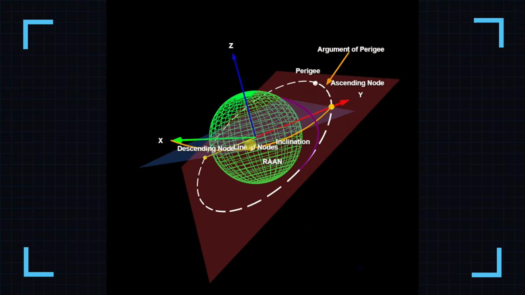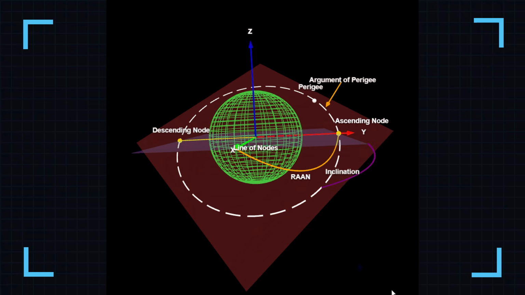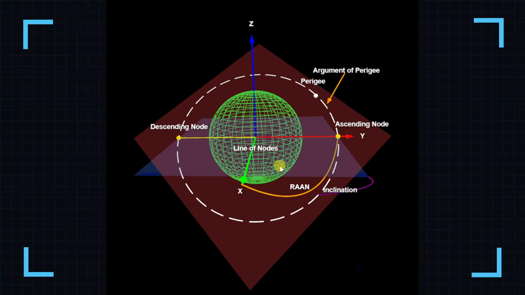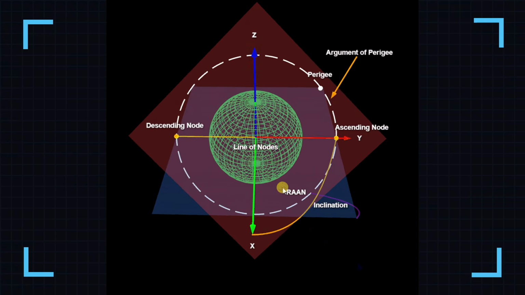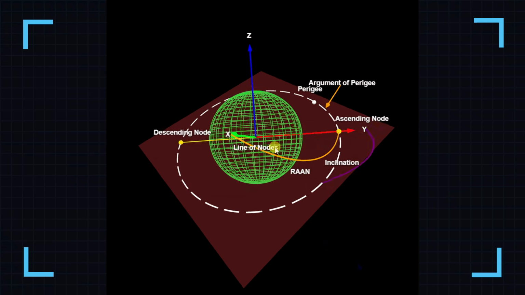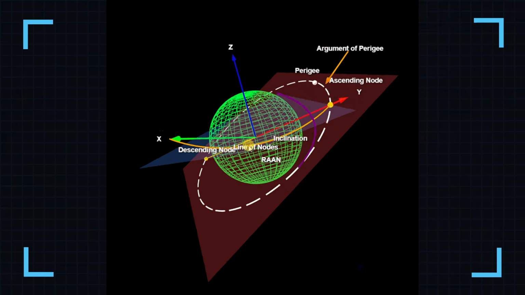The argument of perigee is the angle shown by the orange arrow from the ascending node to the perigee point, going in the direction of travel along the orbit. It tells you how the ellipse is rotated within its own plane.